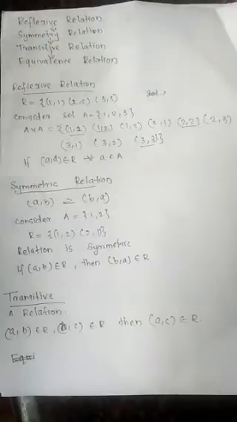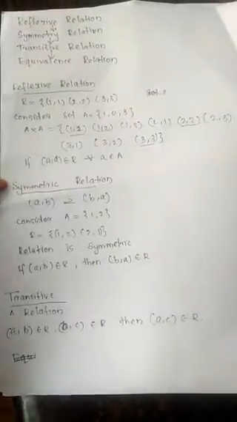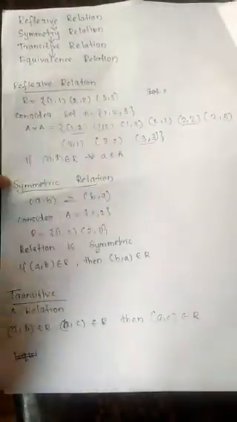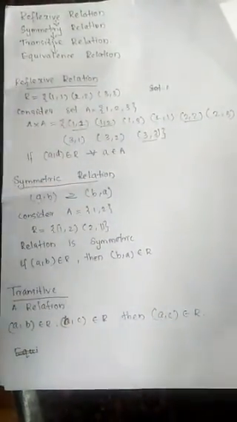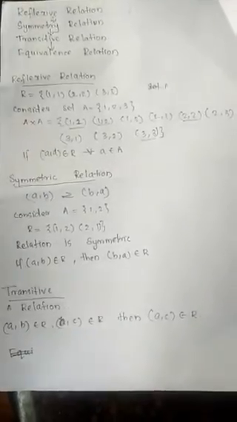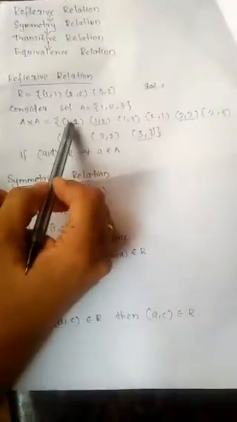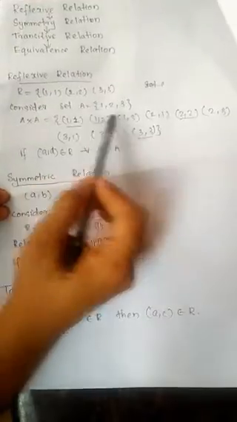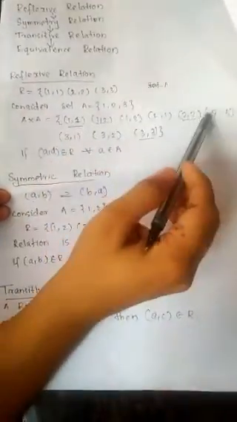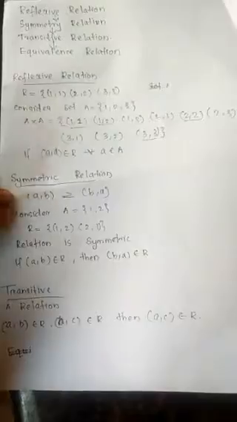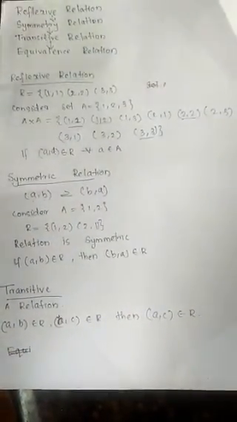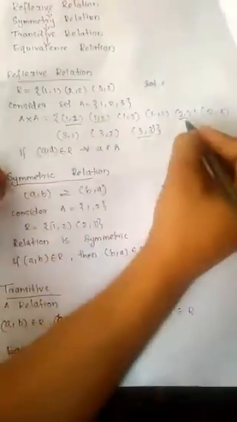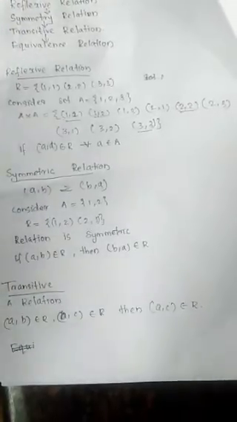For more clarification, let me give an example. Consider set A = {1, 2, 3}. What will be the Cartesian product of this? We have already explained what Cartesian products are in the previous videos. It is (1,1), (1,2), (1,3), (2,1), (2,2), (2,3), (3,1), (3,2), (3,3). Which shows the identity property? This one: (1,1), (2,2), (3,3). These ordered pairs show the identity property.